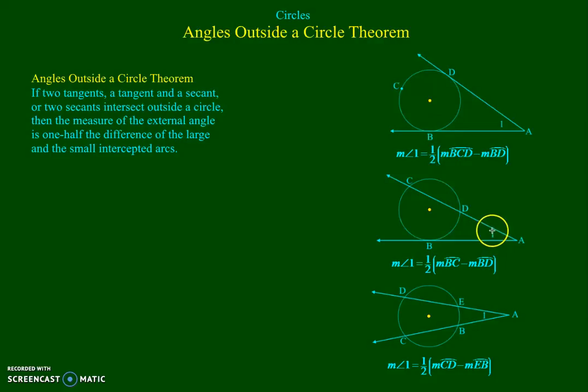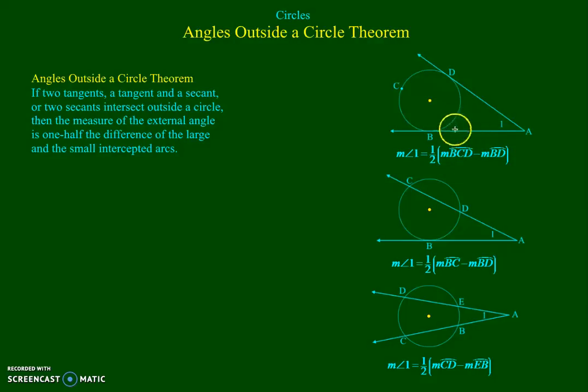This angle is 1/2 the big arc minus the small arc. This angle is 1/2 the big arc minus the small arc. So it's a fairly straightforward theorem, but there's three separate cases to it, and so it may appear a little different. The theorem works exactly the same. The outside angle is 1/2 the big minus the small. Always, always. Alright, let's take a look at the proof of these, and there are three cases.